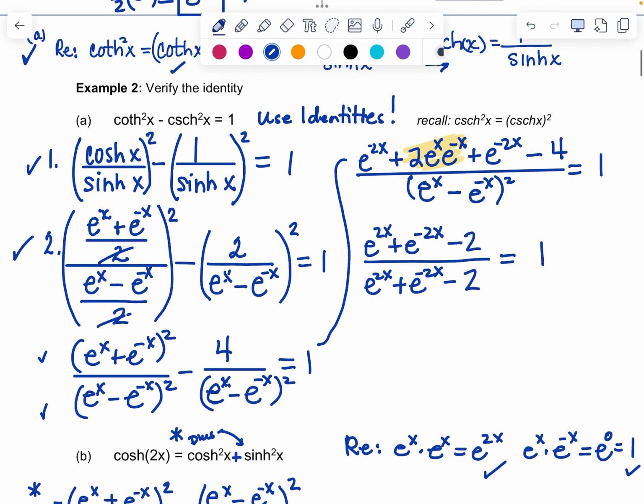And you know what we say? Yeah, look at the same thing over itself. 1 is equal to 1. Therefore, QED, quite easily done. We have proved it. All right, so there we go.